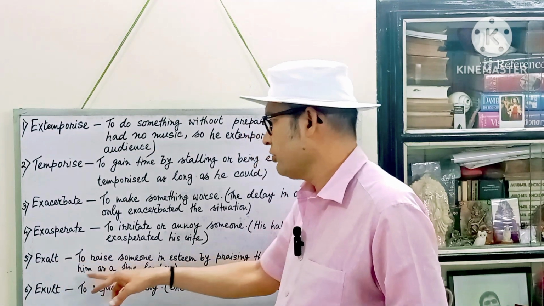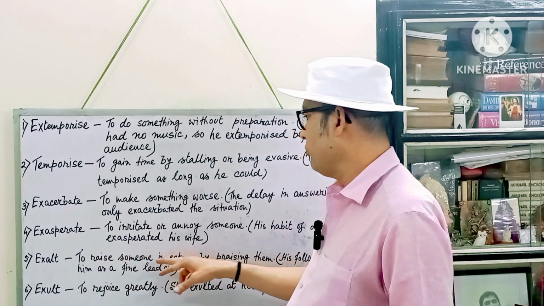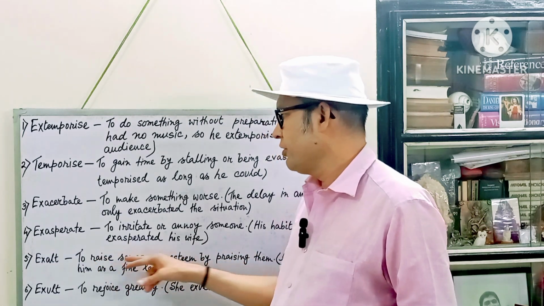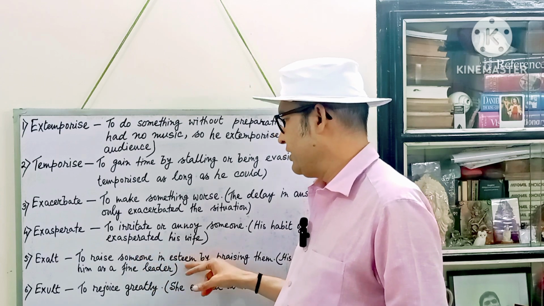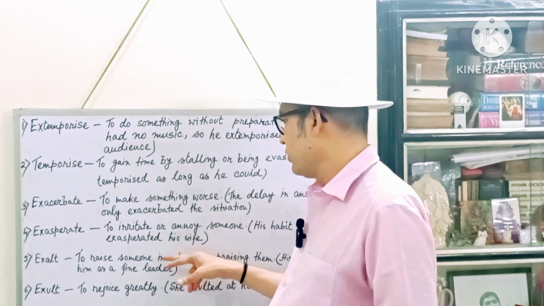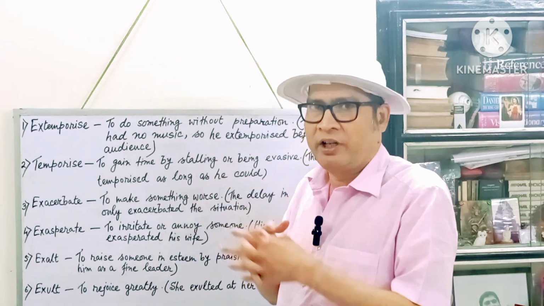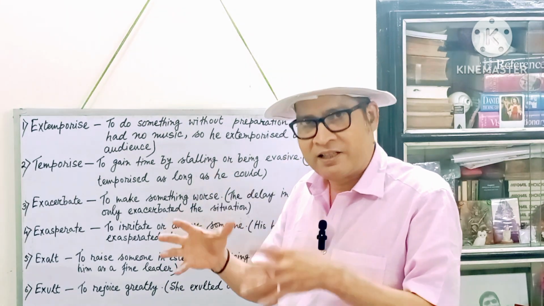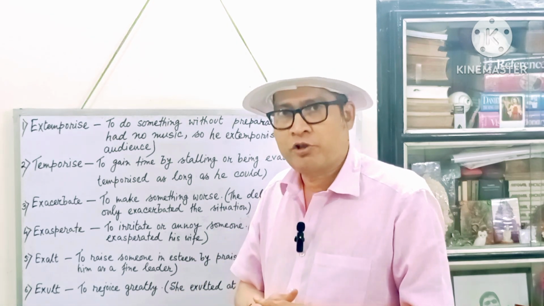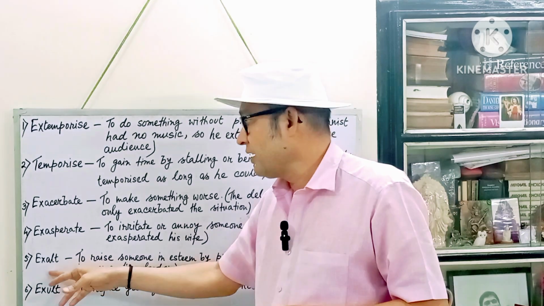What's the meaning of this? Exalt: to raise someone in esteem by praising them. To raise someone in esteem. Esteem means respect. So if you raise somebody in esteem by praising that person too much, then you exalt that person.